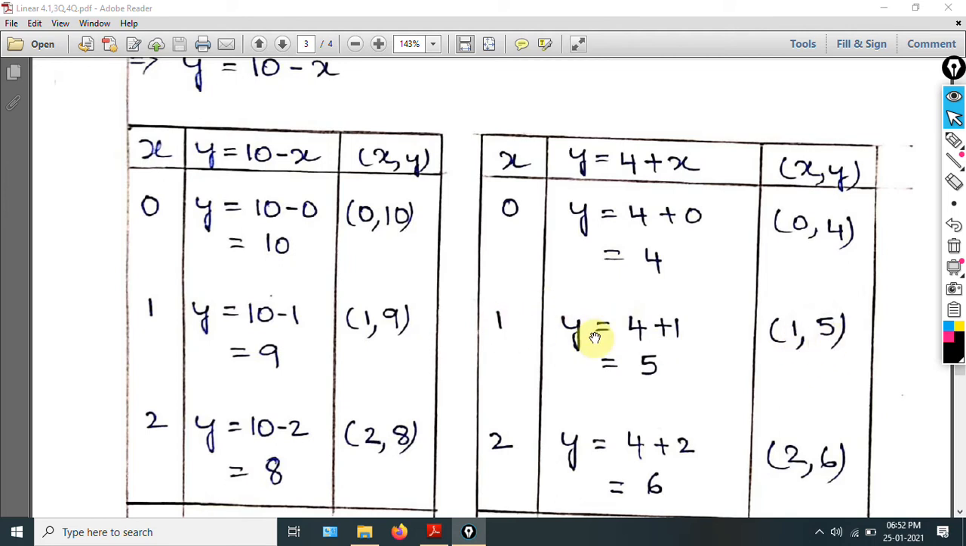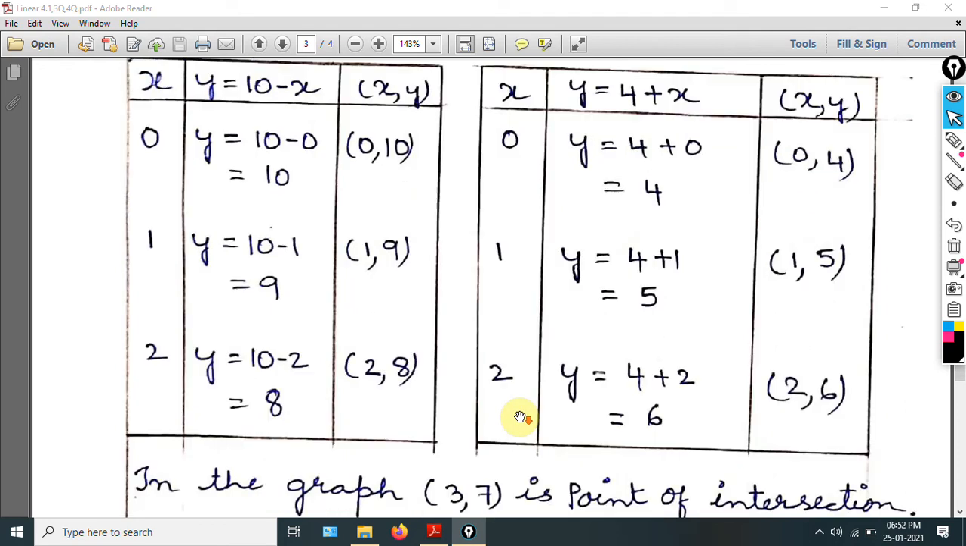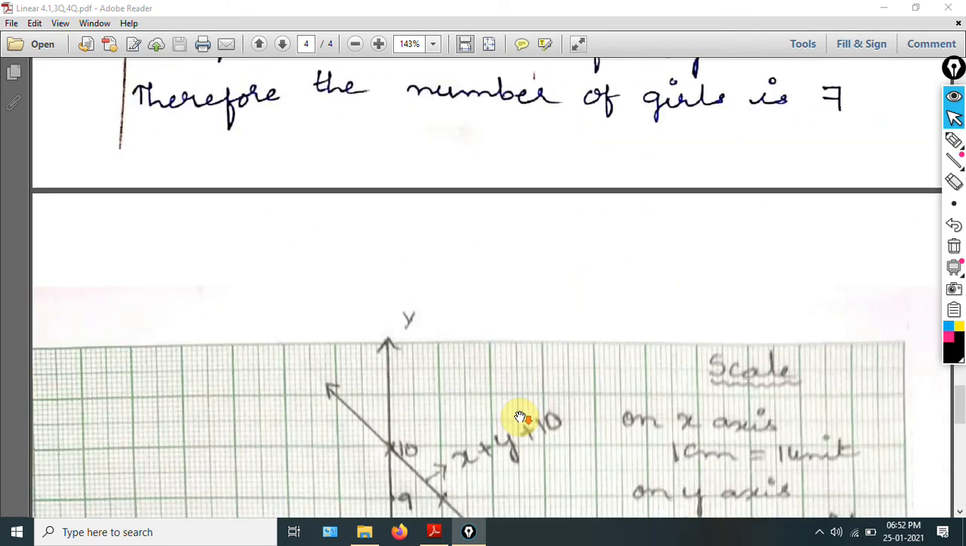X, y value we should write. How much is x? 1. So 1 comma how much is y? 5. Next I am taking x value as 2. So y equal to 4 plus, in place of x value how much? 2. So 2 here I am writing. 4 plus 2, 6. So 2 comma 6. Now we have got the tables for both the equations. Okay. Now what we will do? We will draw the graph.